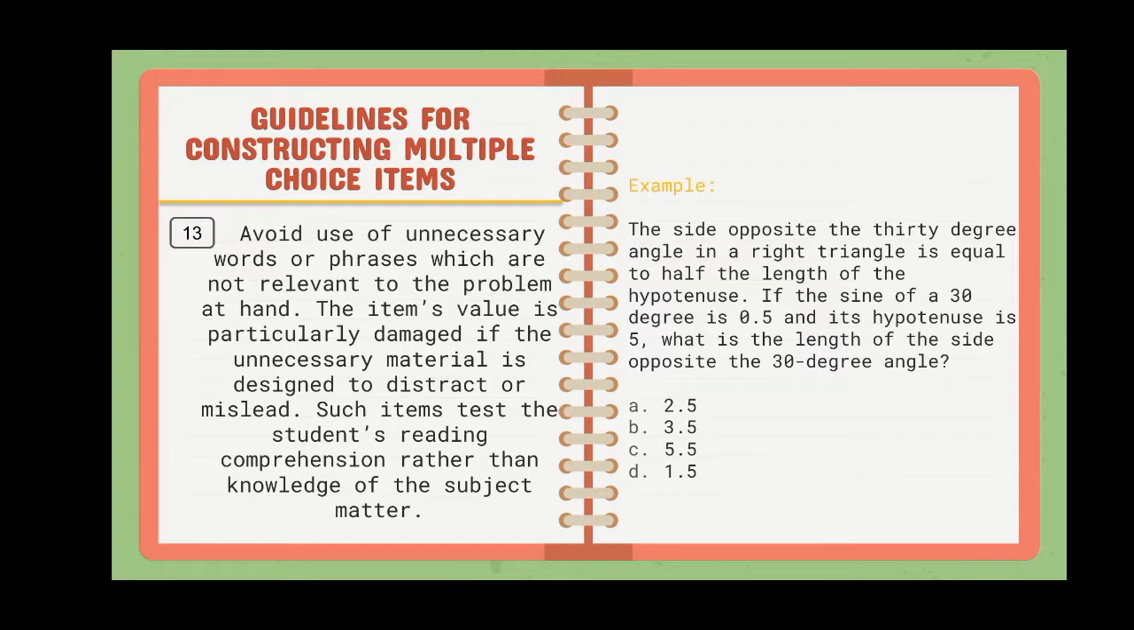So in this example, the sine of a 30-degree angle is really quite unnecessary since the first sentence already gives the method for finding the length of the side opposite the 30-degree angle. This is a case of a teacher who wants to make sure that no students in his class gets the wrong answer.